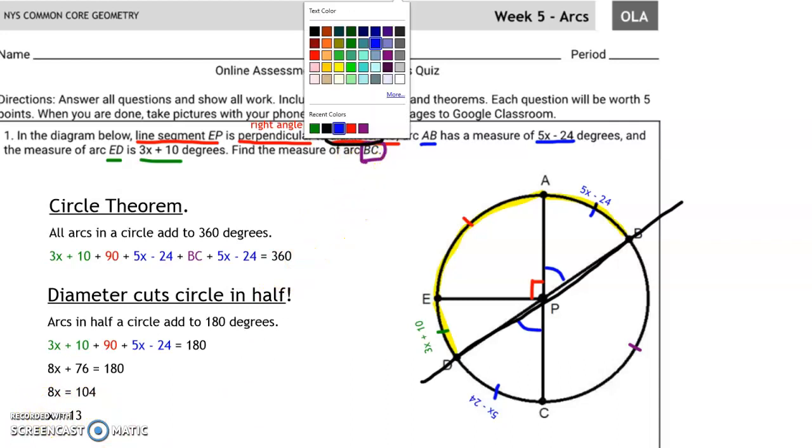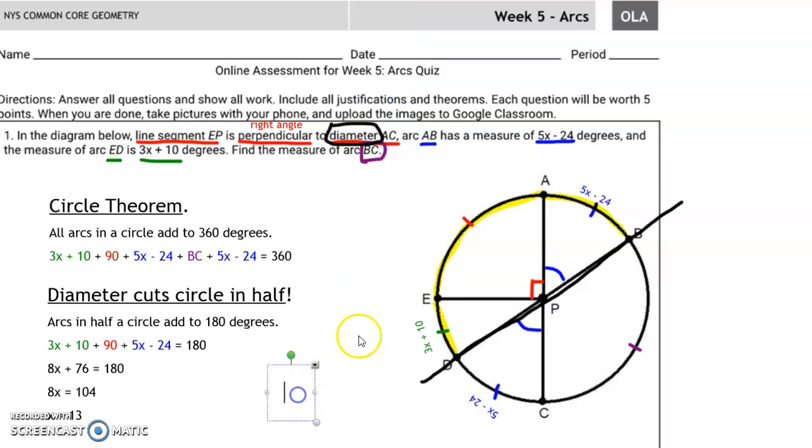So to finish out this problem, we are going to need to substitute in for arc BC. Unfortunately, we don't have arc BC, but there's an easier way to do this. I can figure out this arc, which is 5x minus 24, and then figure out what this arc is based on the same fact that the diameter cuts the circle in half. This whole thing has to be 180 degrees, which means if I subtract this arc out, I'm going to be able to get this pretty easily.